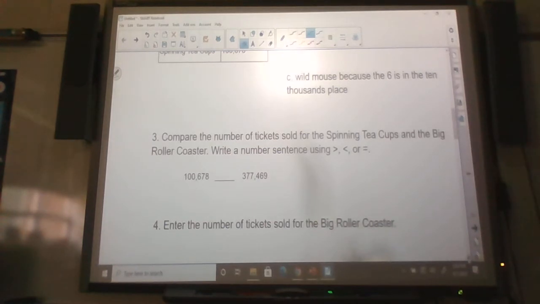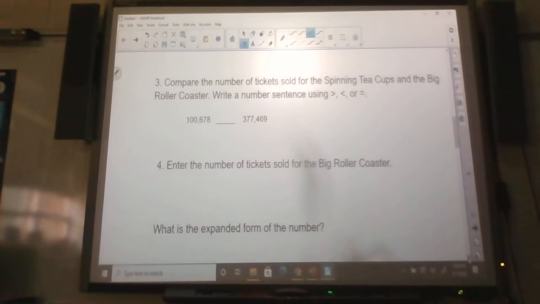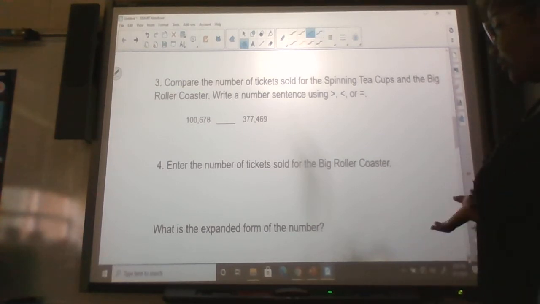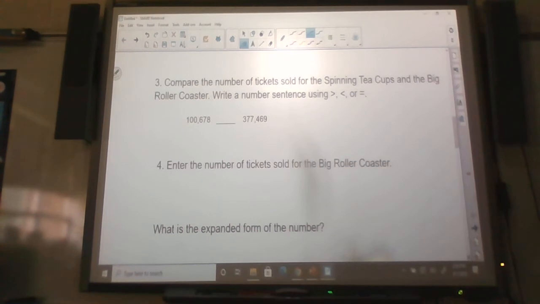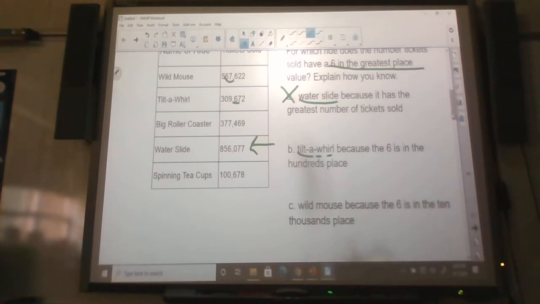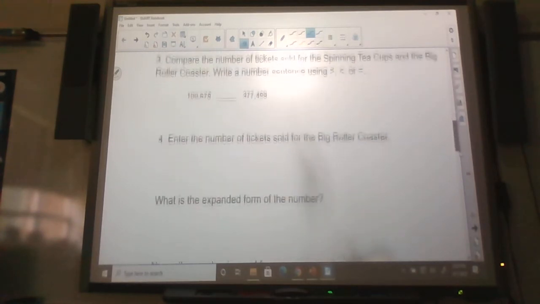I'm still working with the same chart from above. And it says, enter the number of tickets sold for the big roller coaster for number 4. So if I go back up and I look at the big roller coaster, I know that the big roller coaster is 377,469. So I'm going to go down and write that number.